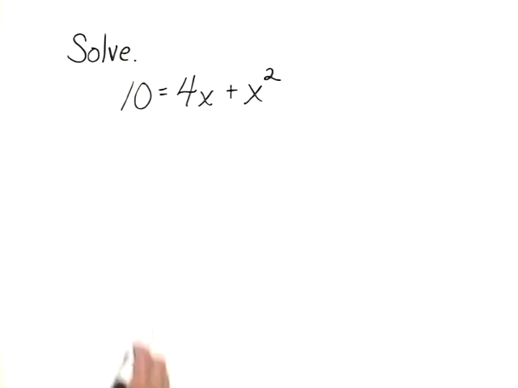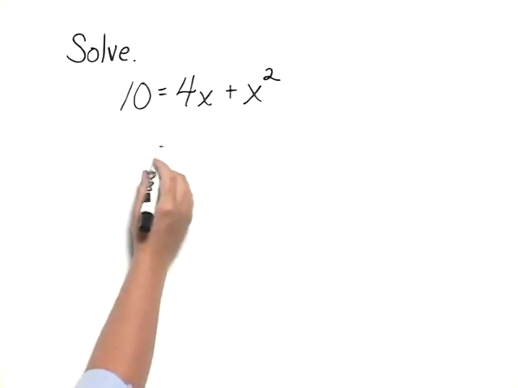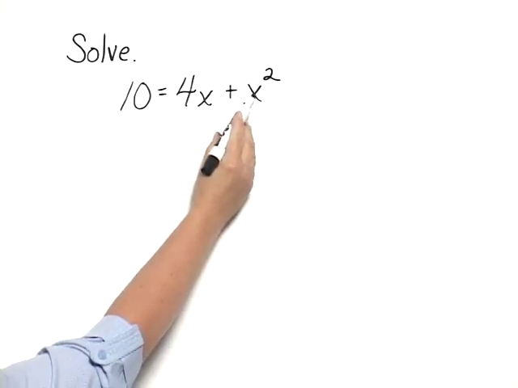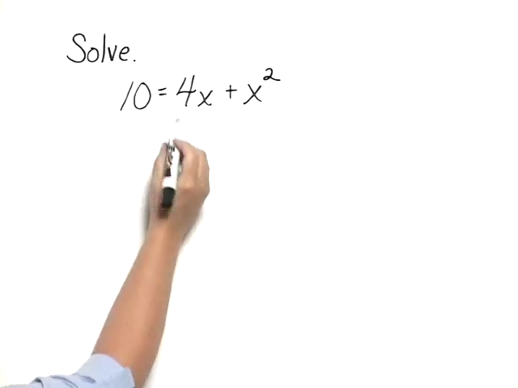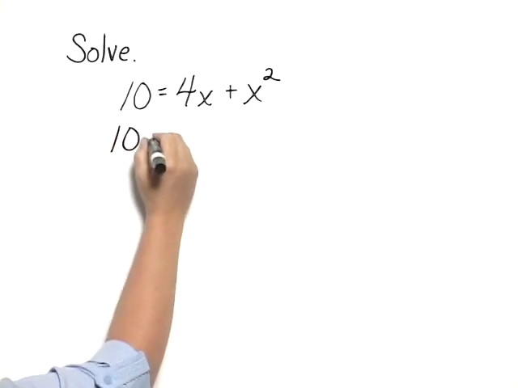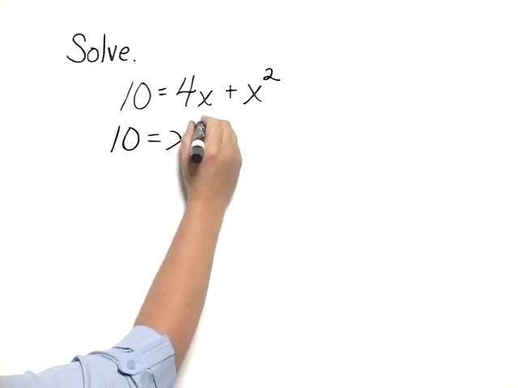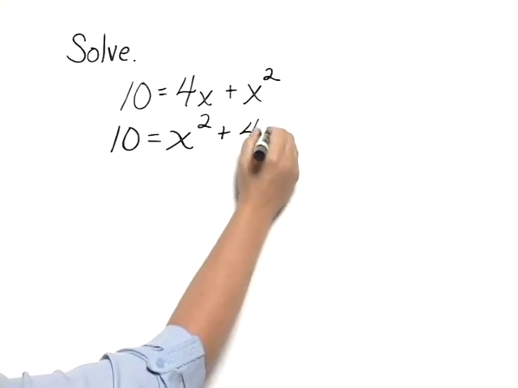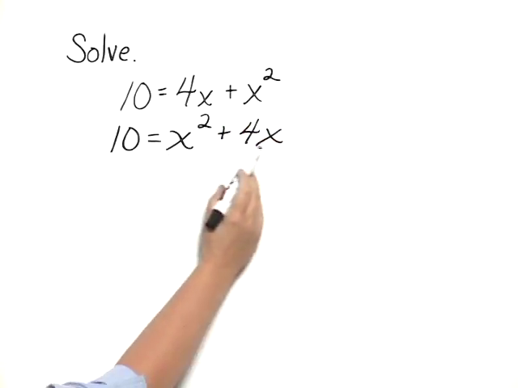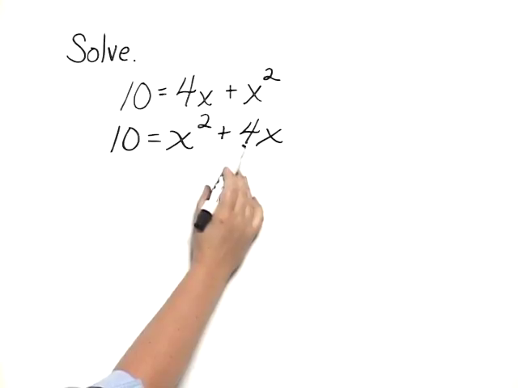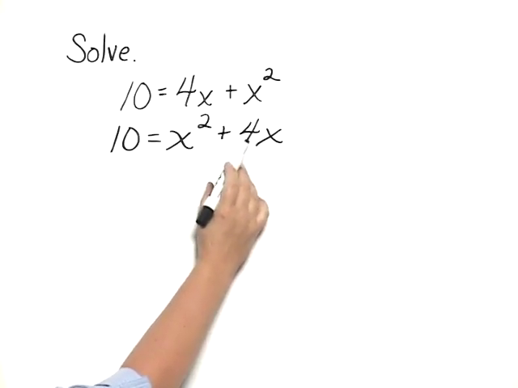Solve 10 equals 4x plus x squared. Let's rewrite this a little bit to see what we have. We'll move the x squared before the 4x to write this in descending order. We have 10 equals x squared plus 4x. We have the x terms on one side, and x has an even coefficient.